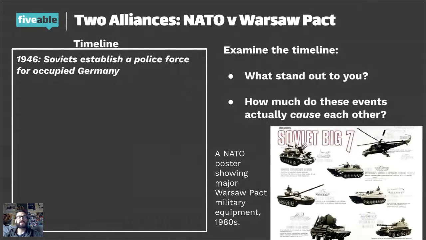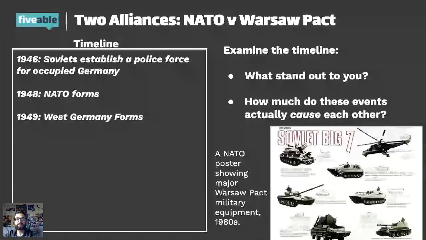1946. The Soviets, in their occupation zone of Germany, create a police force called the Volkspolizei. 1948, you get NATO. 1949, you get an actual West German government. So remember that West Germany did not exist during the Berlin blockade. There were still only occupation zones, right? British zone, French zone, American zone. But in 1949, you get an official West Germany, an independent country.